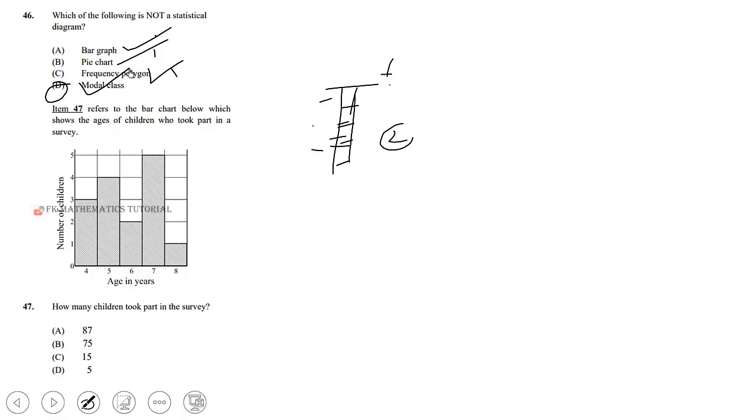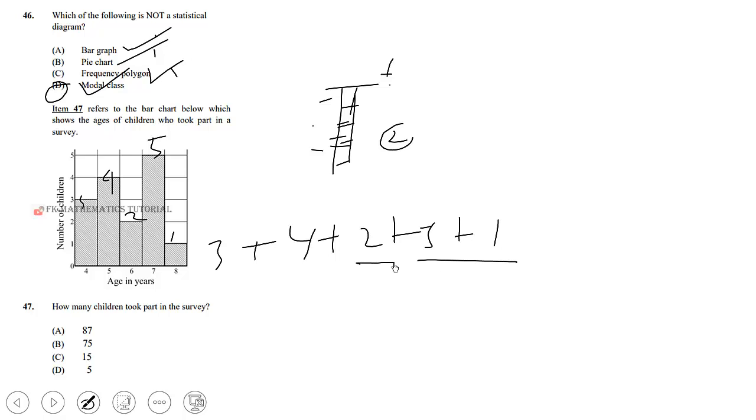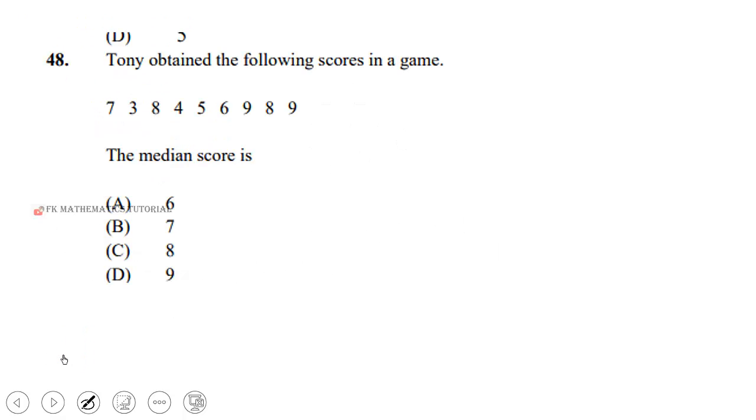Item 47 refers to the bar chart below, which shows the ages of children who took part in a survey. How many children took part in the survey? So we have 3 here. So 3 plus 4 here, plus 2 here, plus 5 here, plus 1 here. So this will be 6, 8, 12, 15. So 15 people took part in the survey.